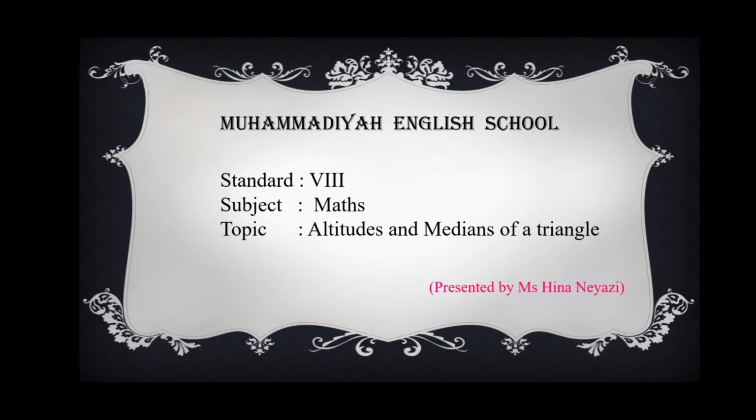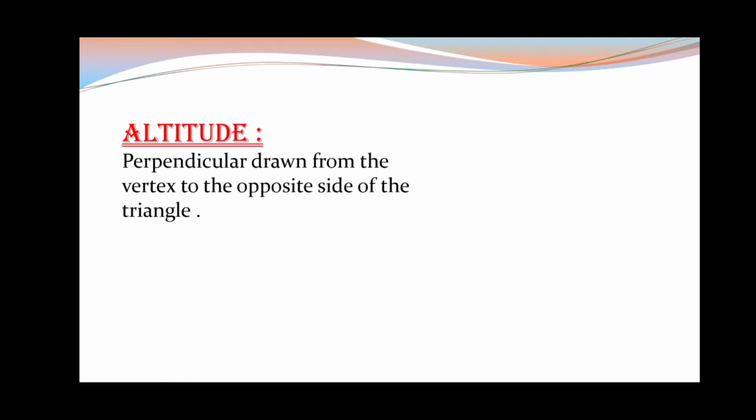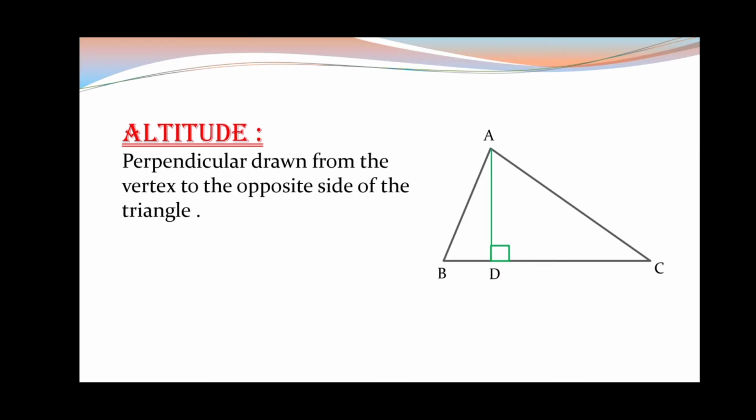Students, in the previous class, we have learnt about altitudes and medians of a triangle. Now, let us revise. What is altitude? Altitude is a perpendicular segment drawn from the vertex to the opposite side of the triangle. Here you see triangle ABC. You can also see segment AD, which is drawn from the vertex A, makes 90 degrees onto the base BC. This segment AD is perpendicular to side BC, and hence the segment AD is called the altitude of triangle ABC.